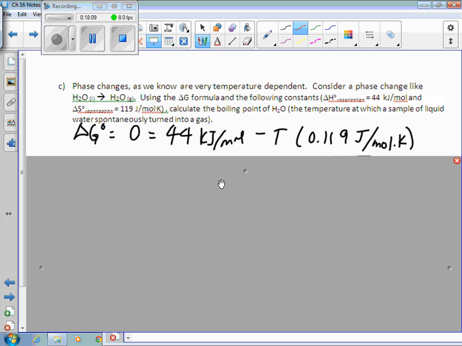So again, we're going to set delta G equal to 0. That's actually equilibrium. And the equilibrium between liquid water and gaseous water is its boiling point. We'll talk more about phase changes later, but the boiling point of a substance is basically that gray area between liquid and gas. It's when it's changing, it's equilibrium. So we're going to set that to 0 and then pop in these values.